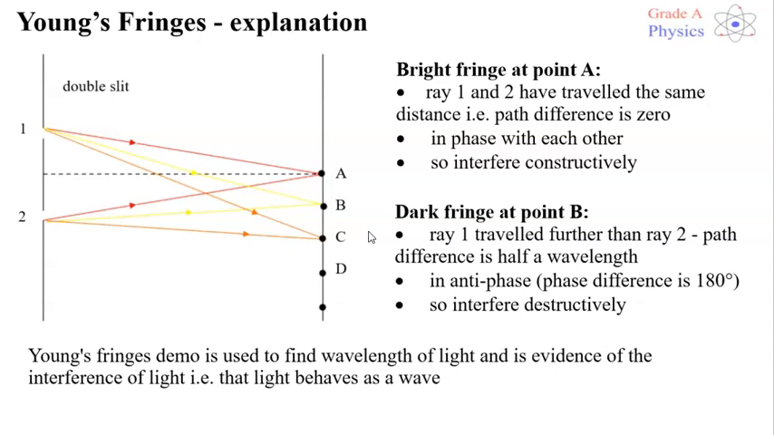We can use this, as we will see, to calculate a value of the wavelength of light. It's also used as evidence for the wave nature of light, because we have diffraction and superposition interference. And you might think, well, we know that light behaves as a wave, but as we'll see later on in the course, we can also see light behaving as particles when we look at the quantum topic and photons of light.